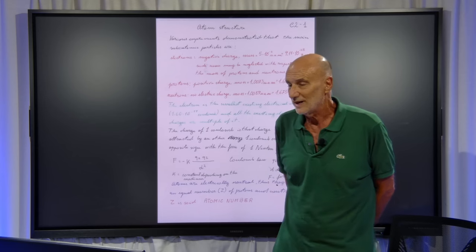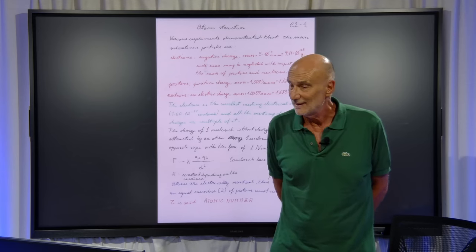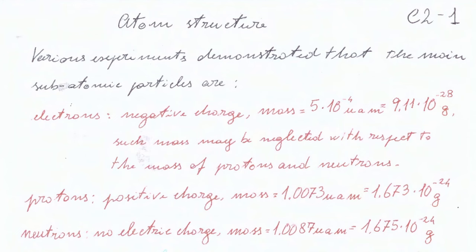To electrons has been ascribed a negative charge. They have a mass which is very, very low. Exactly, the mass of the electron is 5 per 10 at minus 4 unit atom mass, which is equal to 9.11 per 10 at minus 28 grams. To protons has been ascribed a positive charge. The mass is 1.0073 unit atom mass, which is equal to 1.673 per 10 at minus 24 grams.